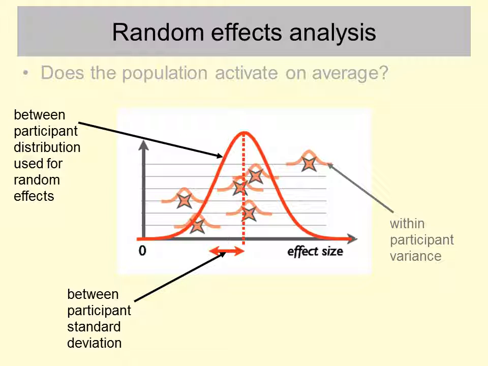So let's take a look at the alternative to fixed effects analysis, which is called random effects analysis. This can be used to ask whether we believe, based on the data in our sample, the actual population at large activates on average for the cope that we are interested in. So the difference in this diagram compared to the earlier ones I was showing you is this big Gaussian, which represents the between participant variation.